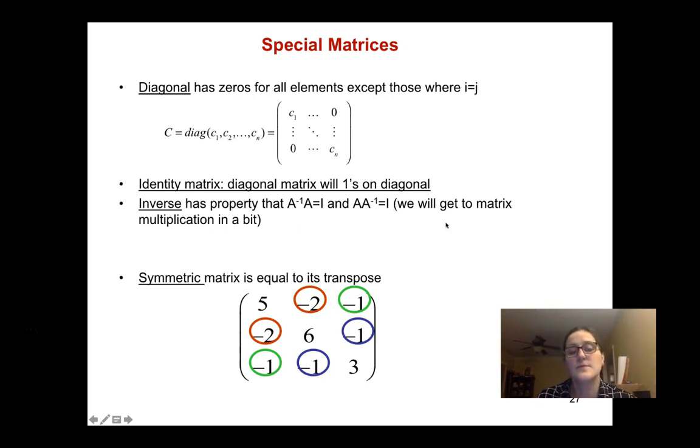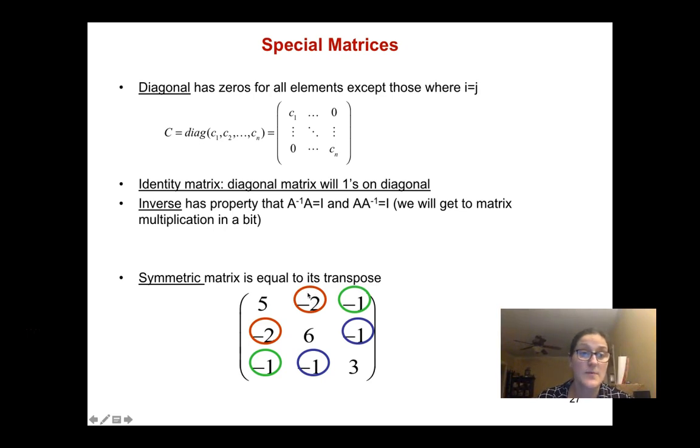We will get to multiplication in a bit, but the inverse of a matrix A is a matrix A inverse such that when I multiply the two matrices, I'm going to get this identity matrix, in whichever order I do it. Okay. A symmetric matrix is equal to its transpose.